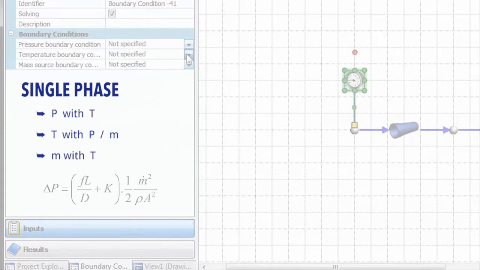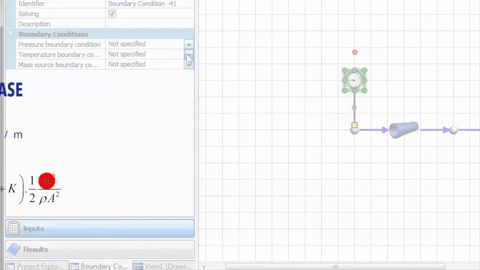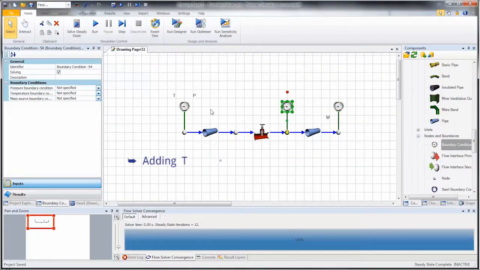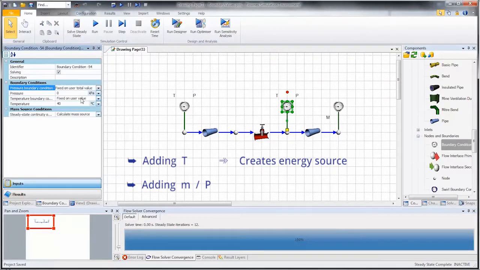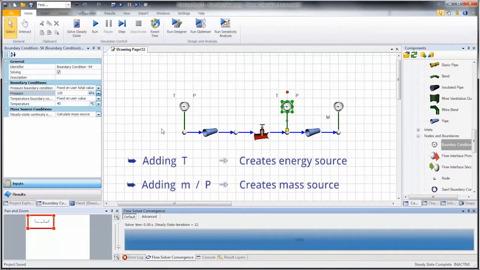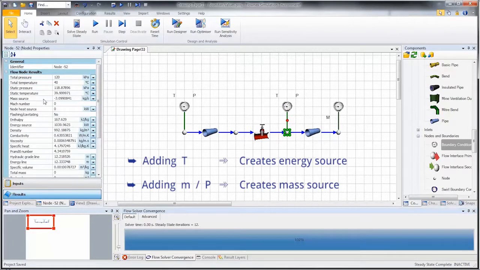Remember that the interrelation between pressure and mass flow, that is delta P equals half mass flow squared divided by density times area squared, means that only one or the other can be specified on a boundary to avoid overspecification. When adding a boundary value for temperature within my network, an energy source will be enforced on that node. When adding a mass source or pressure boundary value within the network, a mass source will be enforced on that node. Do you guys still remember these principles?